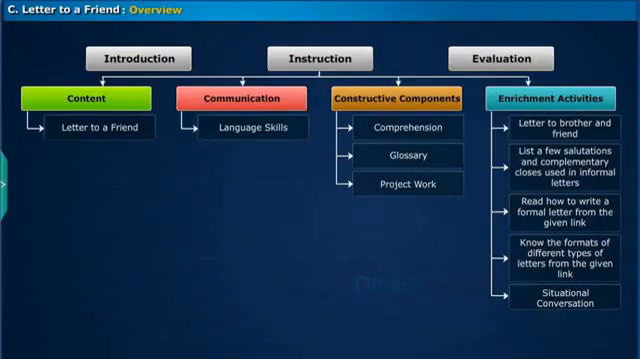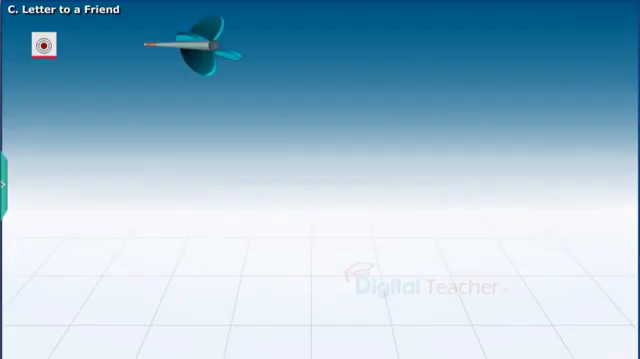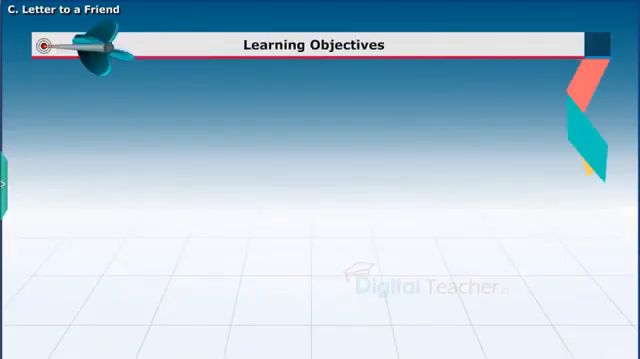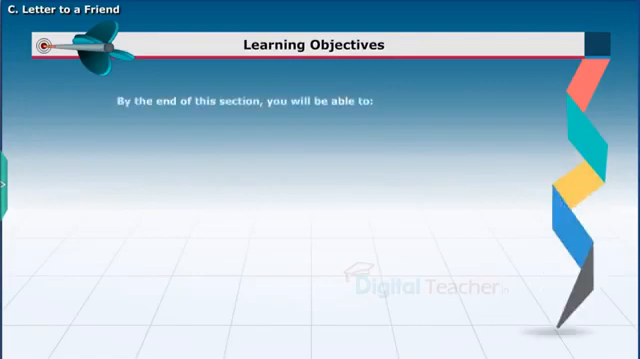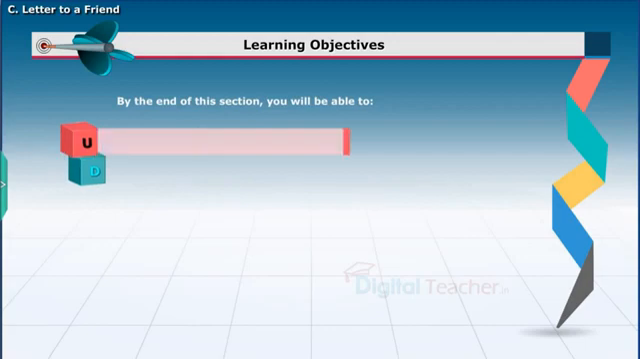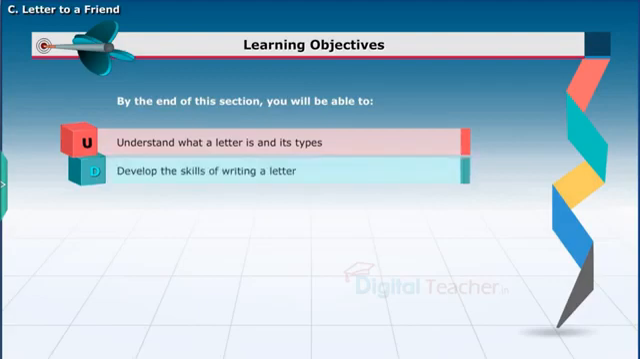Overview. Let us have a look at the overview. The learning objectives. By the end of this section, you will be able to understand what a letter is and its types, and develop the skills of writing a letter.